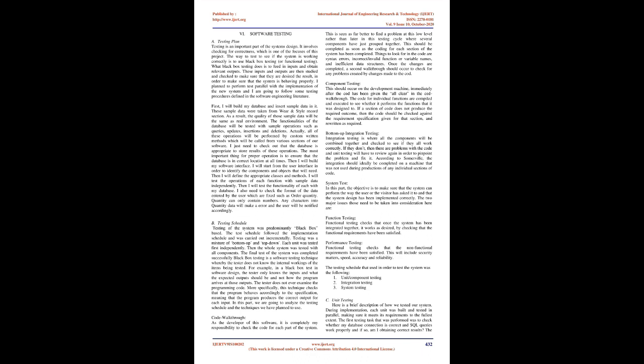Code walkthrough. As the developer of this software, it is completely my responsibility to check the code for each part of the system. This is seen as far better to find a problem at this low level rather than later in the testing cycle where several components have been grouped together. This should be completed as soon as the coding for each section of the system has been completed. Things to look for in the code are syntax errors, incorrect or invalid function or variable names, and inefficient data structures. Once the changes are completed, a second walkthrough should occur to check for any problems created by changes made to the code.